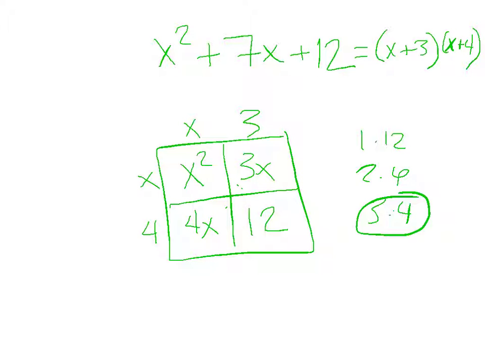Again, people ask me a lot, what if I put x plus 4 times x plus 3? That's fine. Multiplication is commutative. You can put it in any order. So that's okay to do. All right, let's keep trying more.